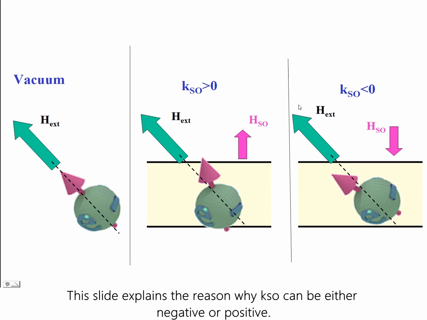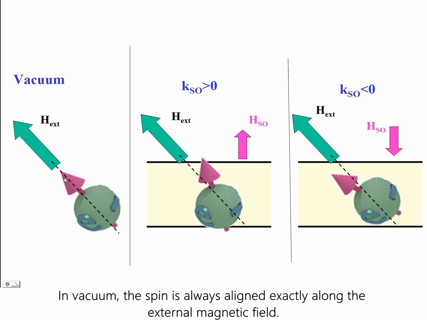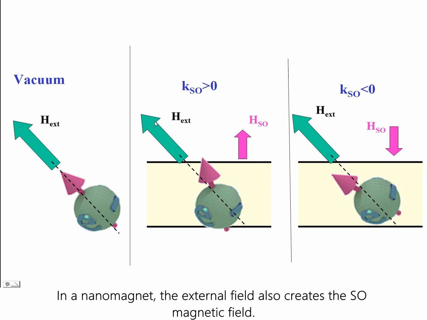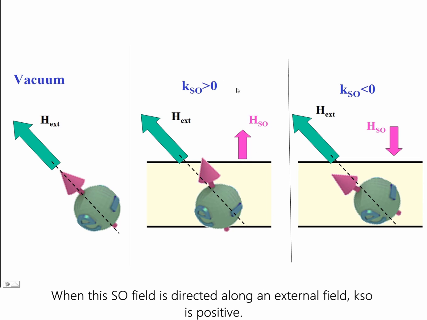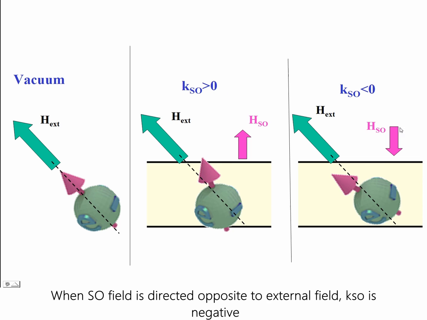This slide explains the reason why coefficient of spin-orbit interaction can be either negative or positive. In vacuum, the spin always aligns exactly along the external magnetic field. In nanomagnet, the external field also creates spin-orbital magnetic field. When this spin-orbital field is directed along the external field, the coefficient of spin-orbit interaction is positive. When the spin-orbit field is directed opposite to external field, the coefficient of spin-orbit interaction is negative.